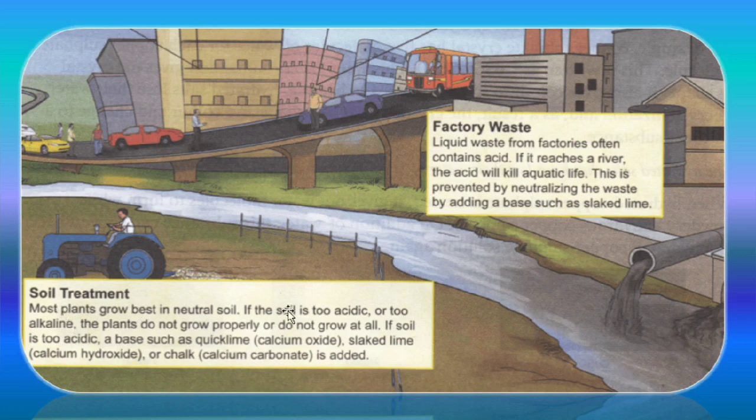And next one is soil treatment. Usually plants grow better in neutral soils, but due to the excessive use of chemical fertilizers and pesticides, the soil is becoming acidic in nature. So to make it neutral, farmers use bases like quicklime, which is calcium oxide, or slaked lime, calcium hydroxide, or chalk, which is calcium carbonate. The same thing we can do if the soil is basic in nature. We can add acidic compounds to it to make it neutral.